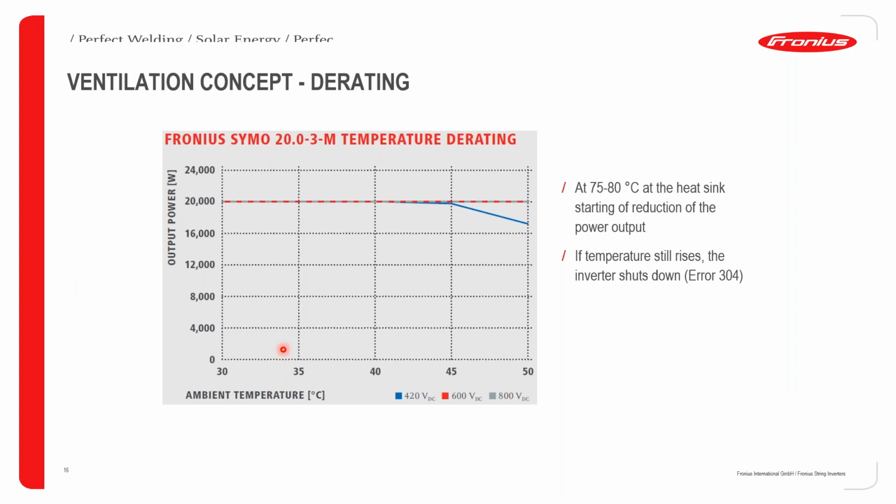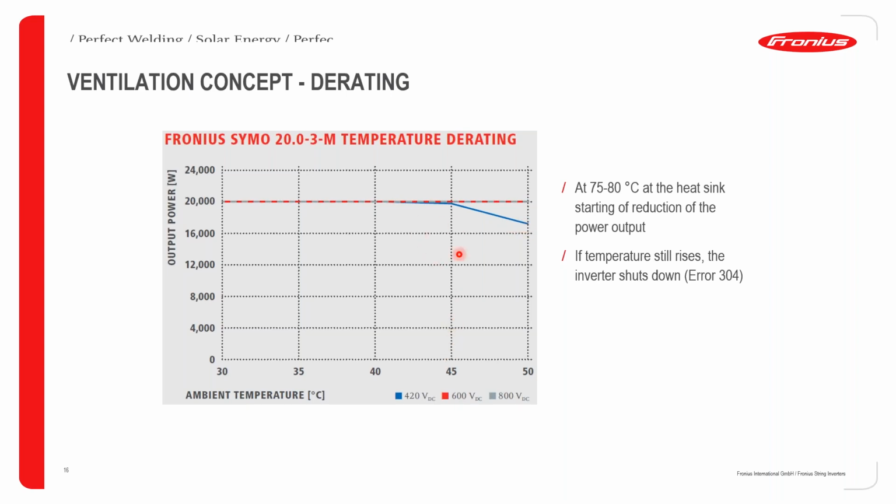I'm just going to show you a temperature derating curve of a Fronius Cyborg 20 kilowatt inverter. Here you can clearly see on the x-axis we have your ambient temperature, on the y-axis we have your output power. We're then comparing 3 voltage levels coming from your strings. So we're comparing 420 volts DC with 600 volts DC and with 800 volts DC. You can clearly see the lower the DC is coming from the panels, the quicker any inverter will start to derate, okay, including the Fronius Cyborg.